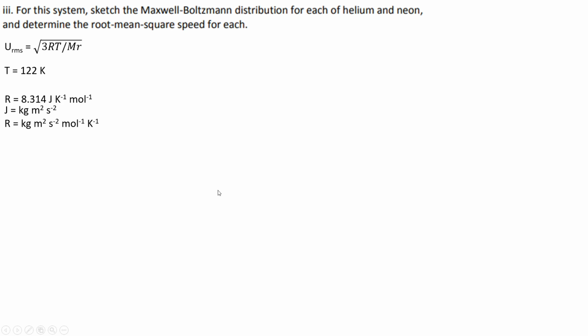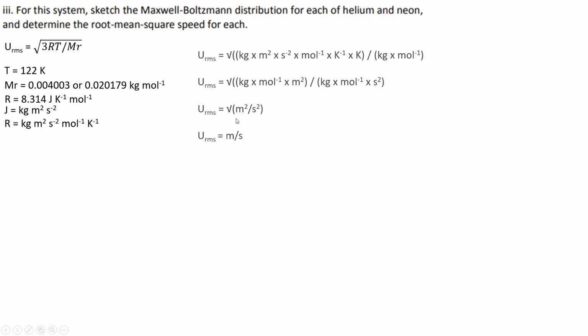Now we have R in kilograms, so it makes sense to have our MR in kilograms per mole. This gives us, when working through our units, meters per second, which is what you would expect for a value of speed. Works like a charm.